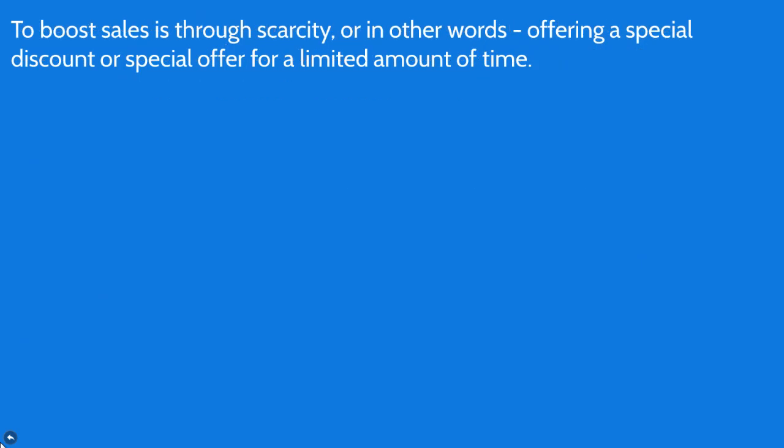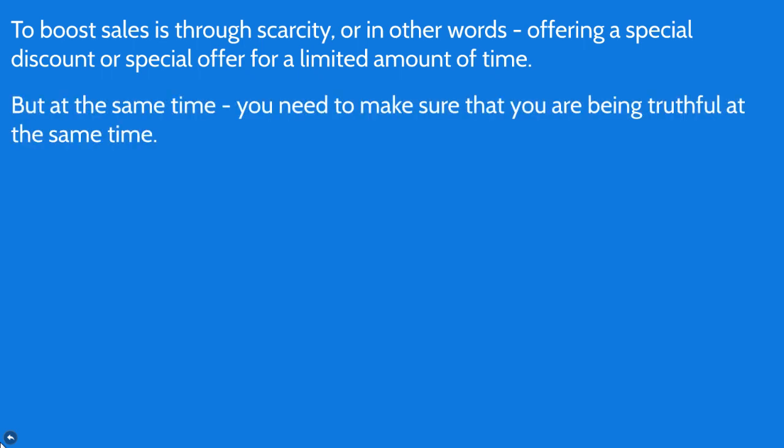I want you to know that, because knowing that it works for us, it may work for you. We can't guarantee that, obviously, because there are many different variables. But if it's worked for us over and over again, then it's duplicatable, meaning that if it works for us, we can apply it to our other businesses and it works. Now, boosting sales in this case is done through scarcity, or in other words, offering a special discount or a special offer for a limited amount of time.